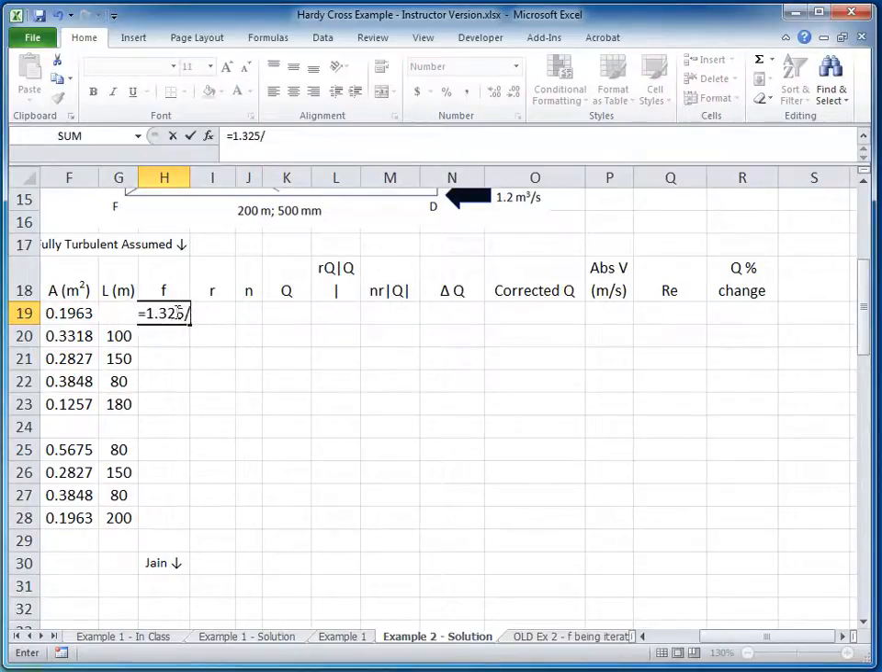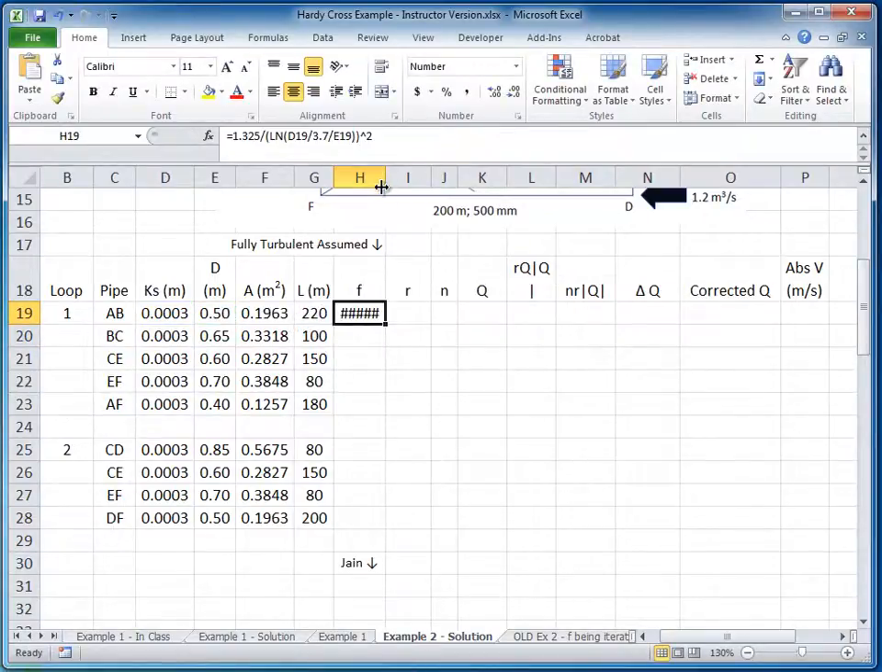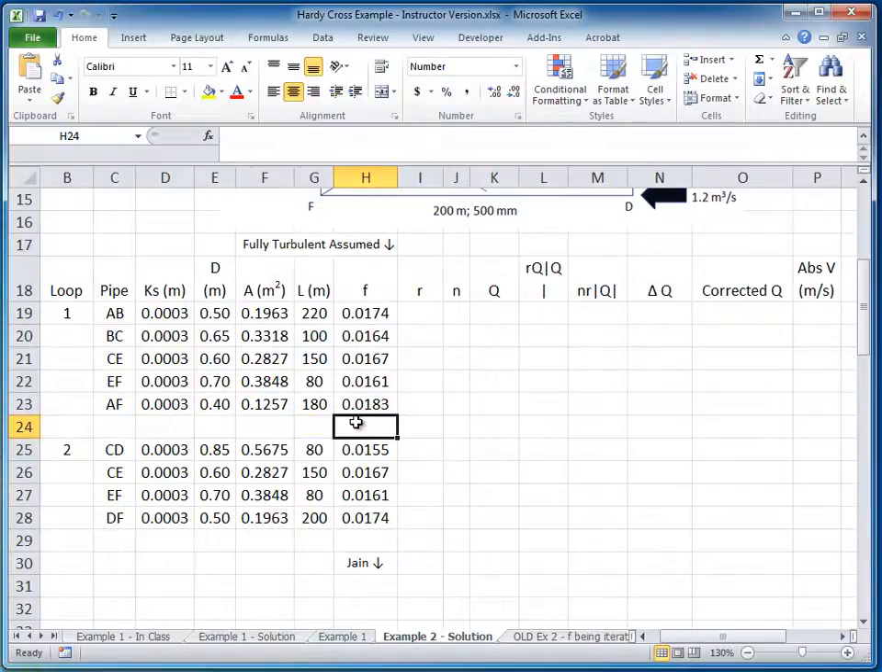1.325 divided by the logarithm of the K sub S divided by 3.7 divided by the diameter. And I need to square that. All right, 0.174, and that's a guess value based on fully turbulent, and ultimately I'm going to, in the next iteration, start using the Jain equation. So let me just drag that down. I've got an F value for each of the pipes based on it being fully turbulent.